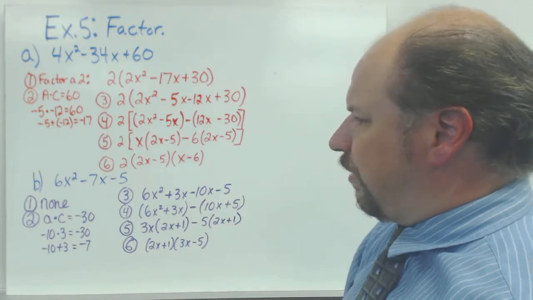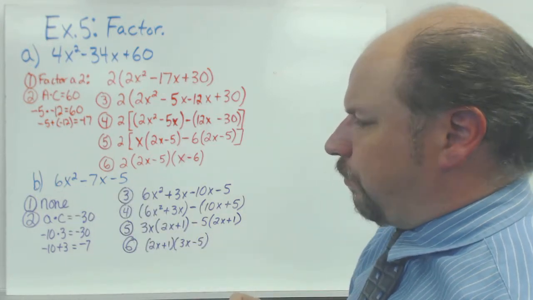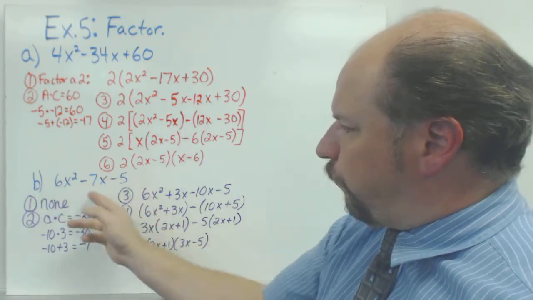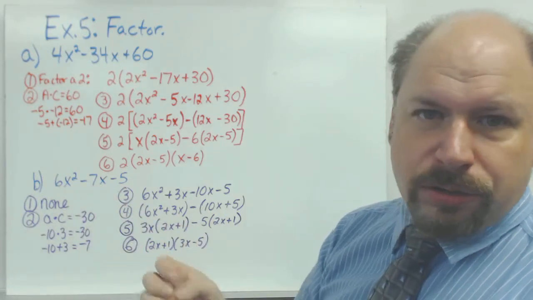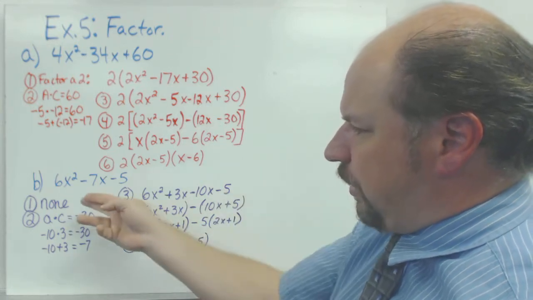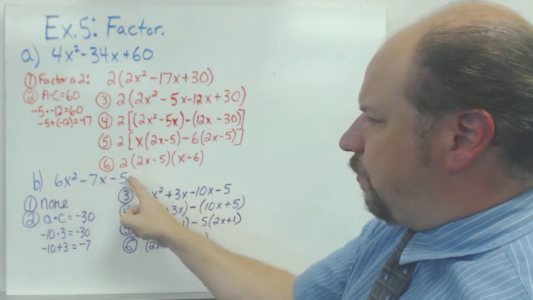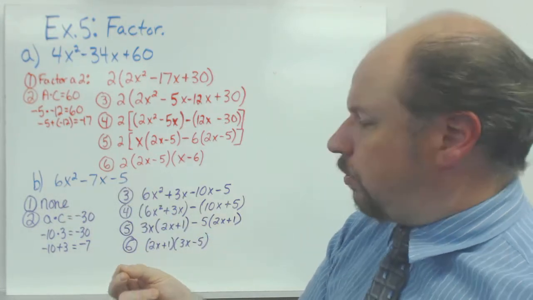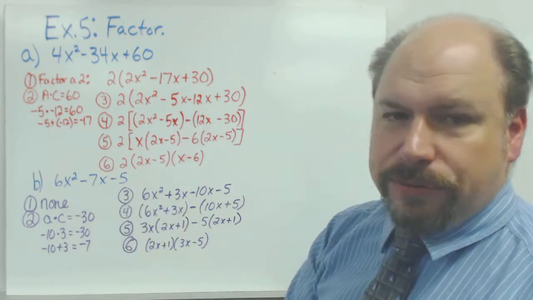Okay, so last example, 6x squared minus 7x minus 5. So once again, look for a greatest common factor. Well, these two are both odd. They don't have anything in common. So there is no GCF to factor out. If we look at a times c, 6 times negative 5 is negative 30. So we need two factors of negative 30 that add up to negative 7.